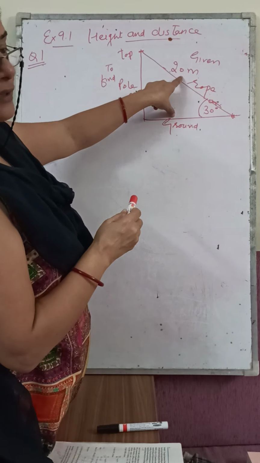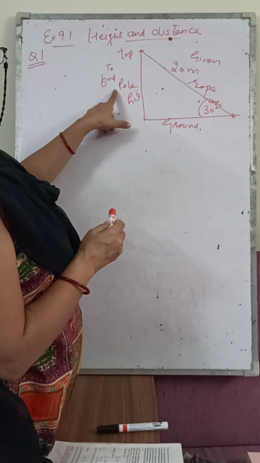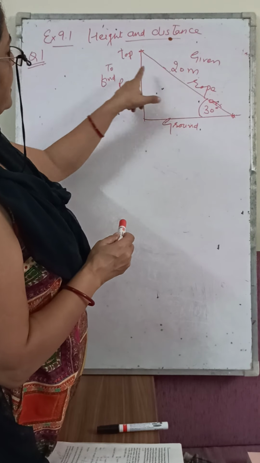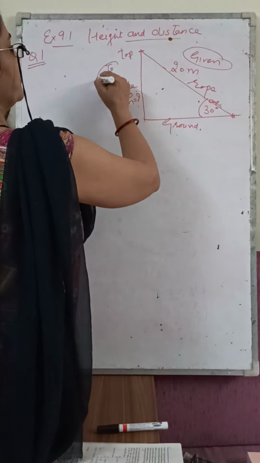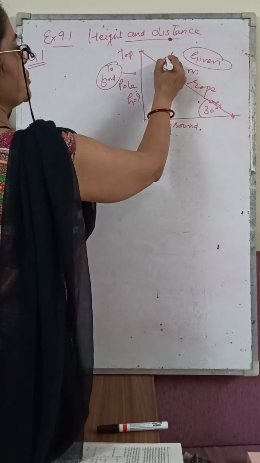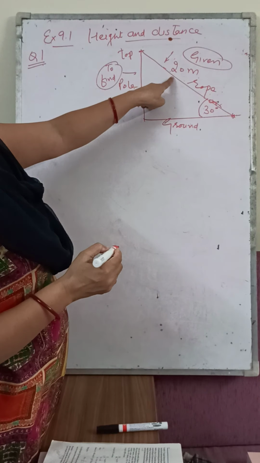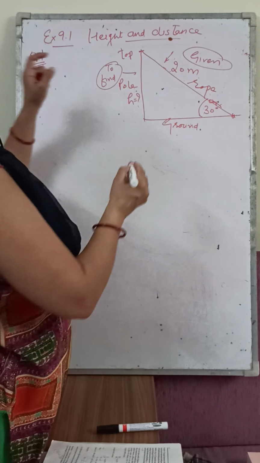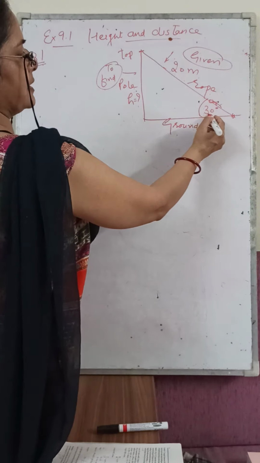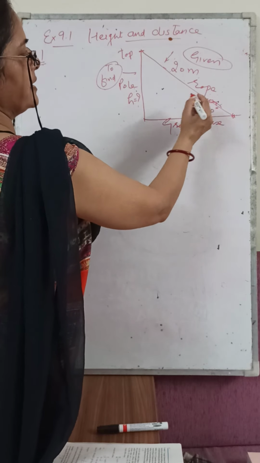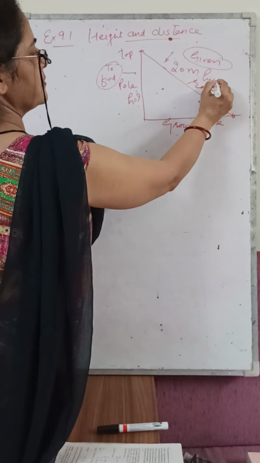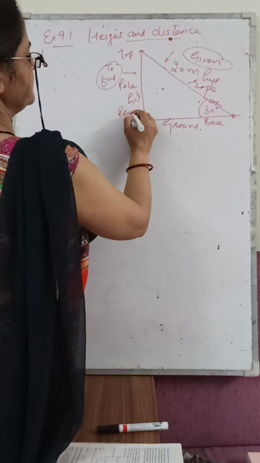Rope length is given, height of the pole you have to find. So whatever is given and whatever you have to find, you will take those two sides. Now this is hypotenuse and this is perpendicular. If this is an angle, it means this will be base, right? This is hypotenuse and this is perpendicular.